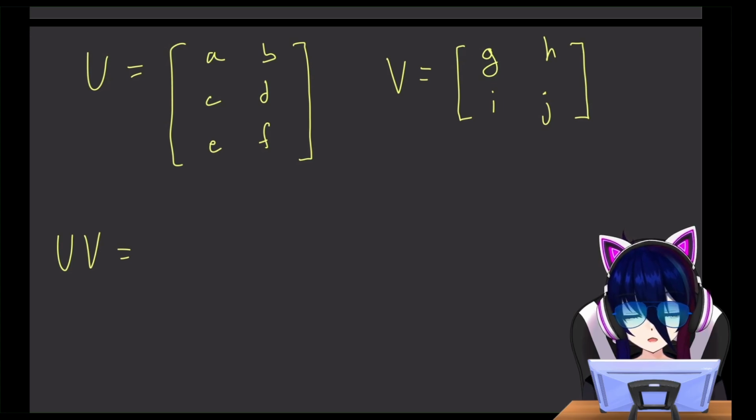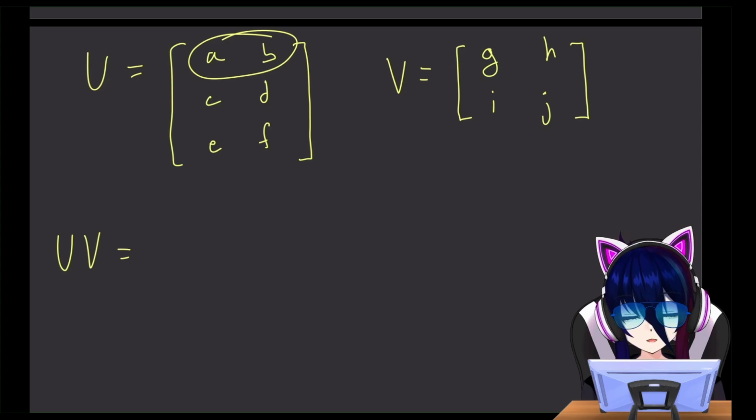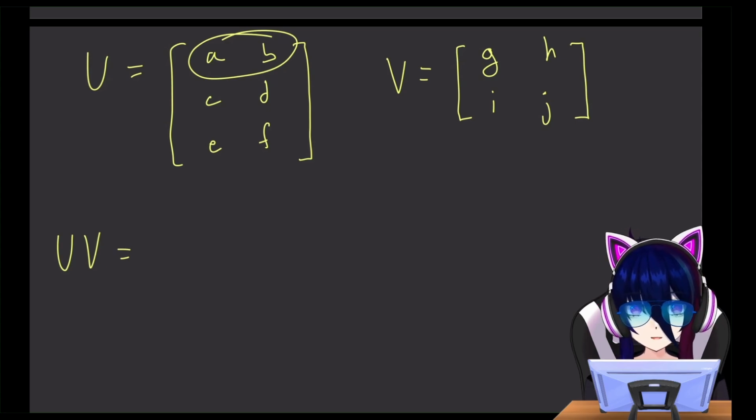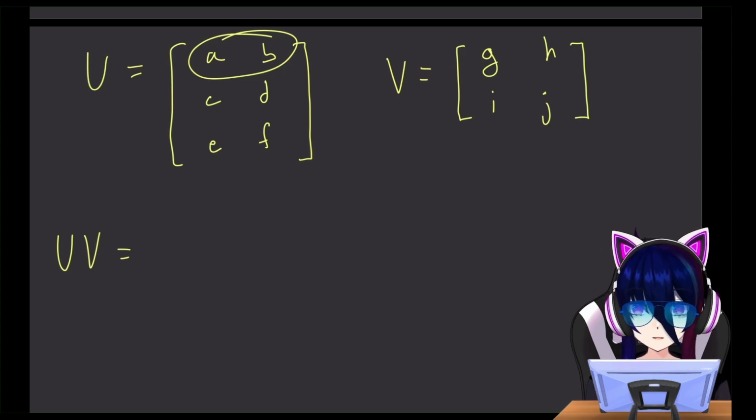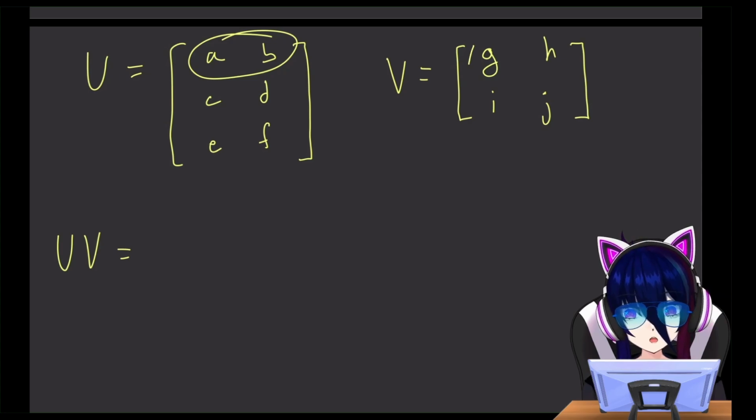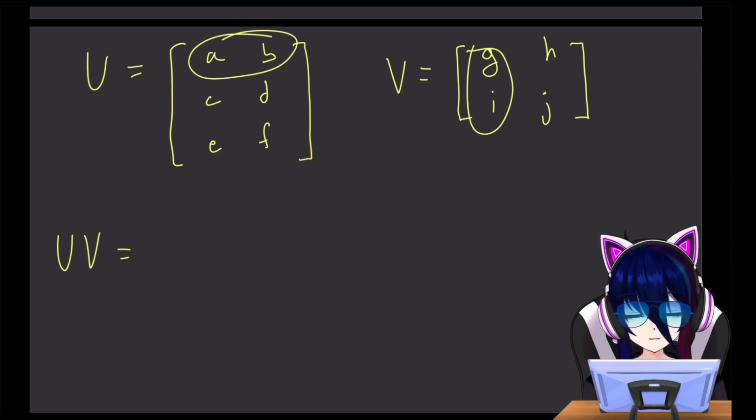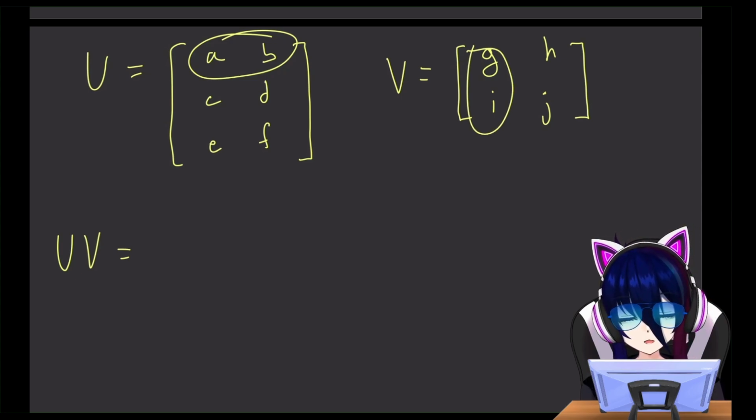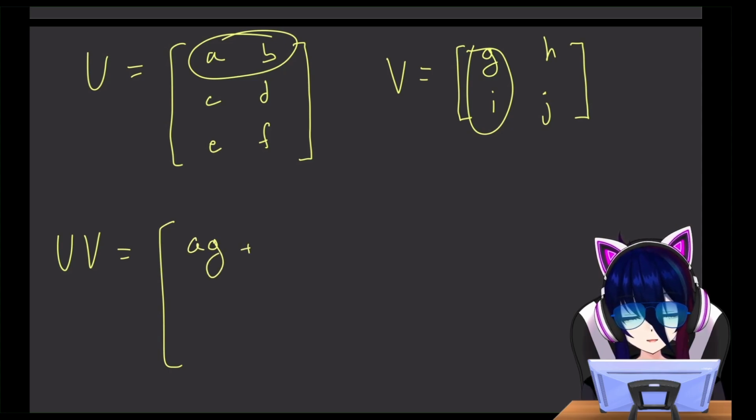we would look at the first row of U, and to make sure that this is even possible, the first row of U, and really all the rows of U, would have to have the same dimension, the same number of elements, as a column of V. Alright? So we go ahead and say A times G plus B times I.